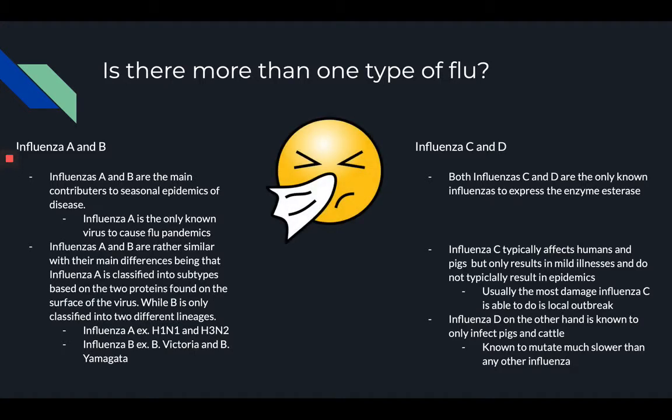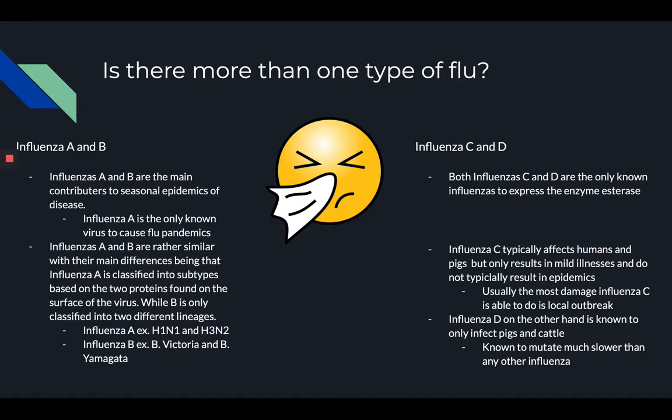Influenzas A and B, however, are separated because influenzas A's are based on the proteins that are found on the surface of the virus. So it'd be a combination of H blank N blank. Therefore, you get names such as H1N1 or H3N2, which would be the swine flu and the avian flu. While influenzas B's are classified into 2 different lineages, either B Victoria or B Yamagata.